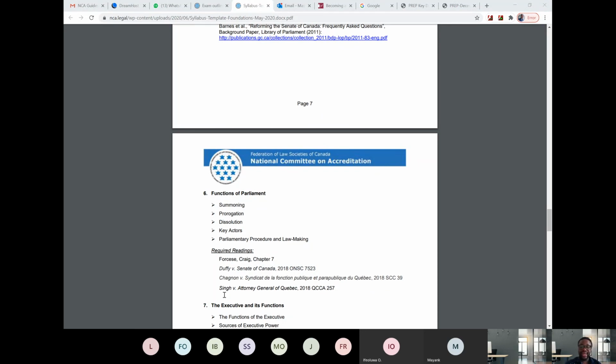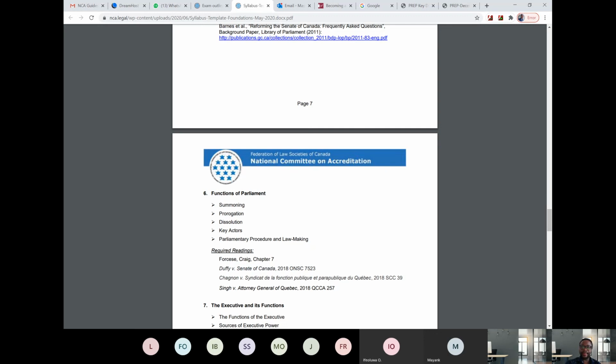We'll also be looking at the function of the speaker, who is a very critical office holder in the legislature. The speaker heads the legislature, while the prime minister is the leader of the party and heads the executive, the cabinet as well. We'll also be looking at parliamentary procedure and lawmaking. So how does the parliament operate? It basically operates through committees.